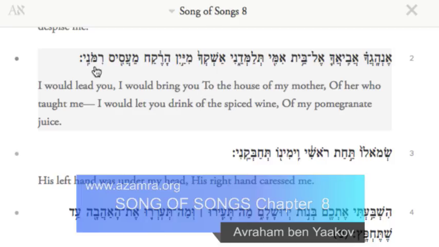Continuing now with verse 2 of chapter 8. En hogecho aviacho el besimi tlamdeni ashko miyain horekach me'asis umoini. I shall lead you, I shall bring you to the house of my mother. You teach me. I shall give you to drink from the spiced wine, and from the juice of my pomegranate. Well, here on this verse, Targum says, I shall lead you, O Melech Mashiach. She's now talking to Mashiach.